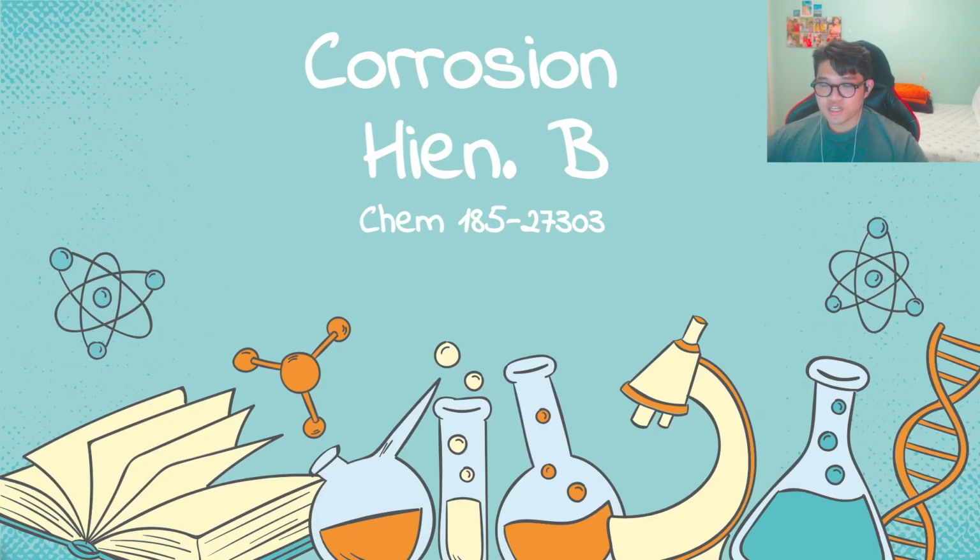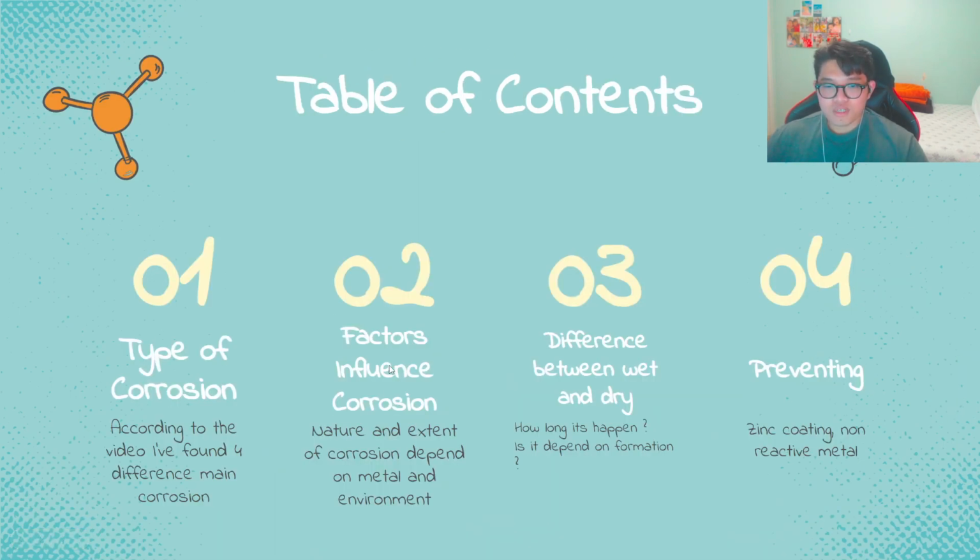My name is Hien, and today I will bring you to the corrosion presentation. So let's jump into it. This is the table of contents I'm going to talk about today. Number one, I'm going to talk about the different types of corrosion. I've been following four of them during my research and watching the video. Number two, I'm going to talk about the factors that influence corrosion. And number three, I'm going to talk about the difference between wet and dry corrosion, which is in a minute. And last but not least, I will talk about how to prevent them.